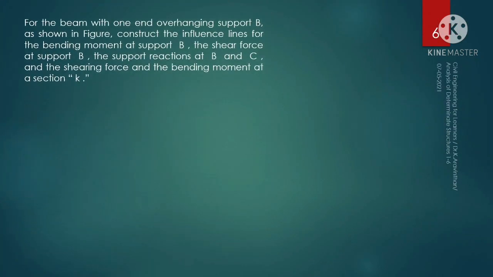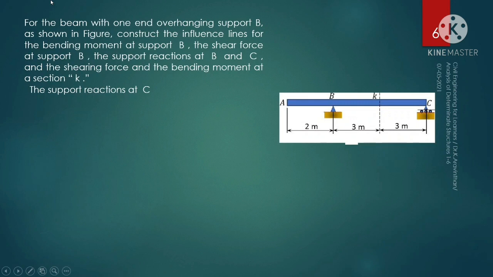Now let us take another example in order to better understand the influence line concept. For a beam with one end overhanging support B, as shown in the figure, construct the influence line for the bending moment at support B, the shear force at support B, the support reactions at supports B and C, and the shear force and bending moment at section K. Okay, now this is the problem. No load is given, only the span is given.